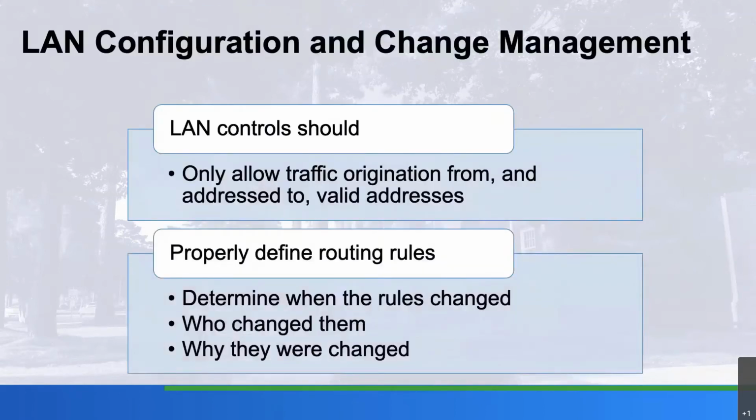Remember change management. LAN control should only allow traffic from valid addresses. So an example would be maybe in my router or in my firewall. That's typically how we control what information gets in and out of the network.